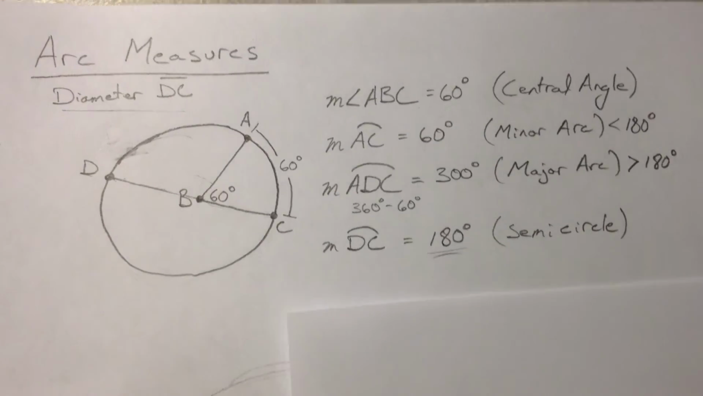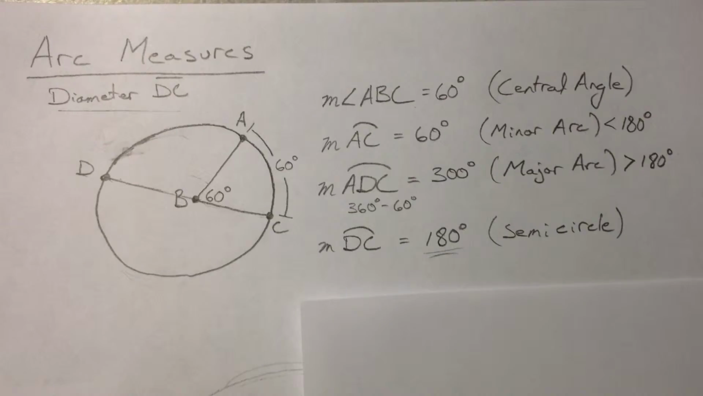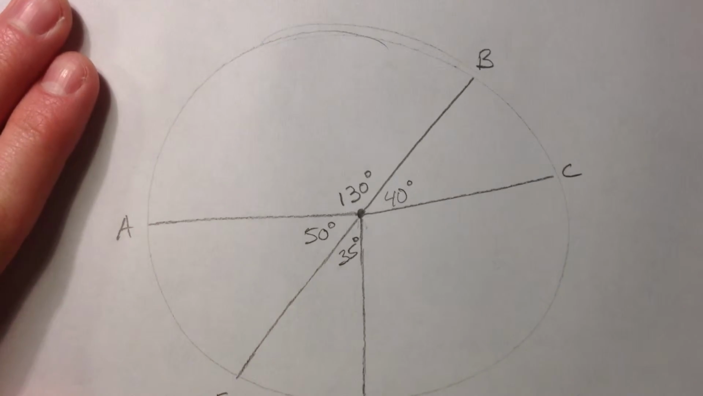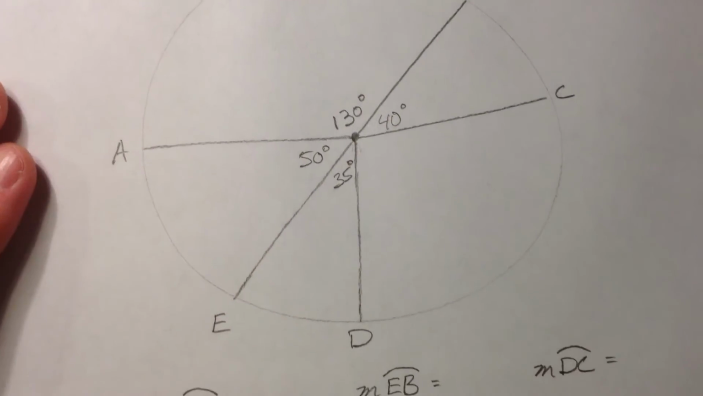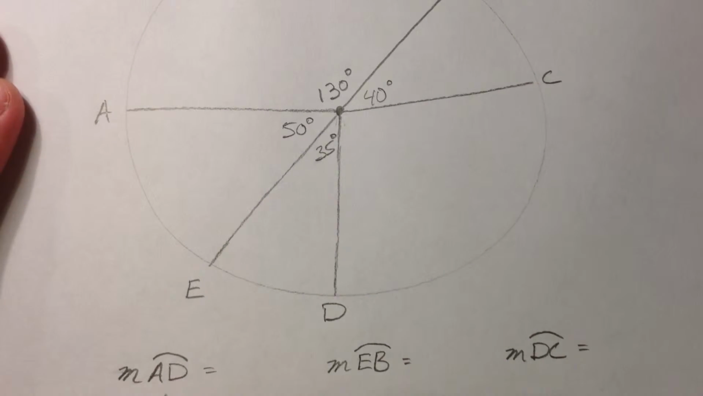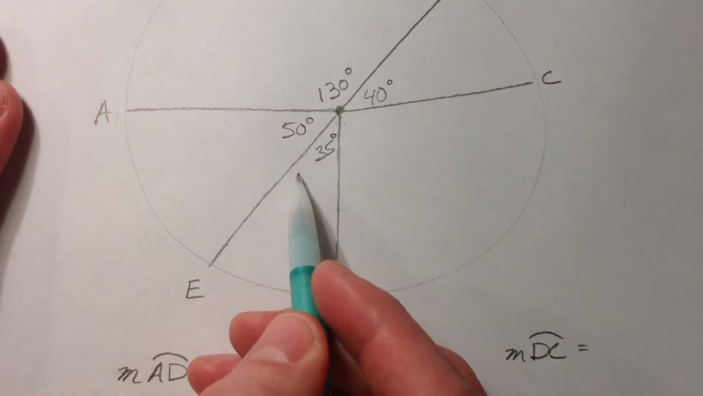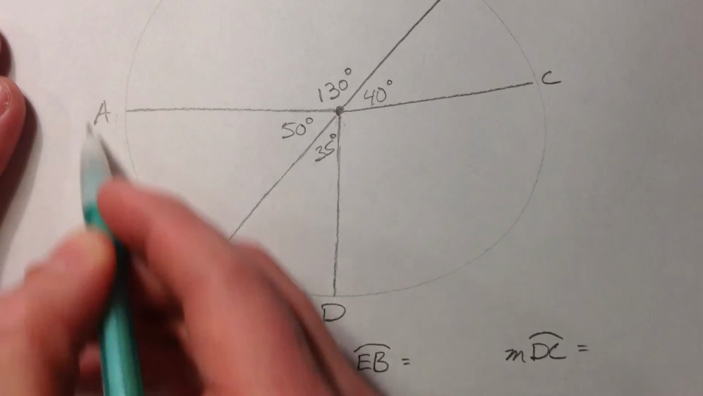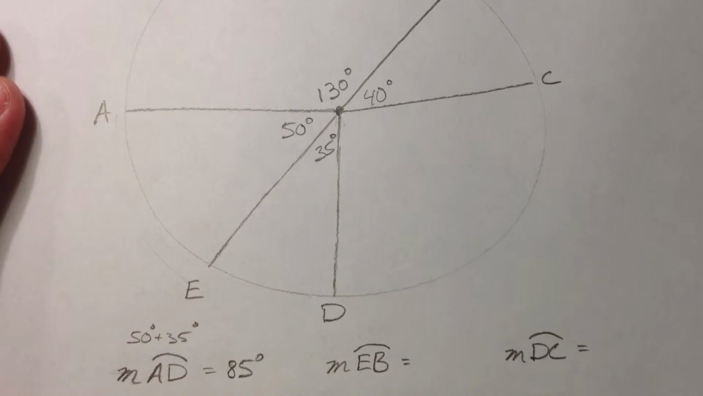So what we can do is we can add different arc measures together as well and come up with missing things. And so I've got this big circle for you here. Marked the central angles. And so I want to find the measure of arc AD. So A to D. Well, that's made up of the 50 degree central angle and the 35 degree central angle. And so what we're going to do is do 50 plus 35 and get 85 degrees for our arc measure, because the arc measure is the same as your central angle.